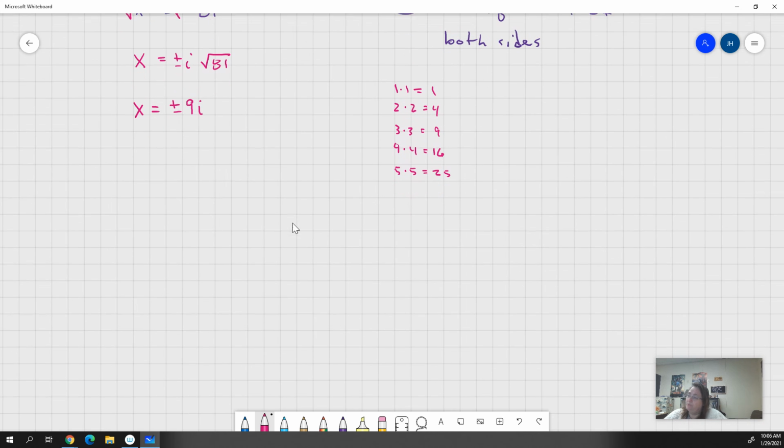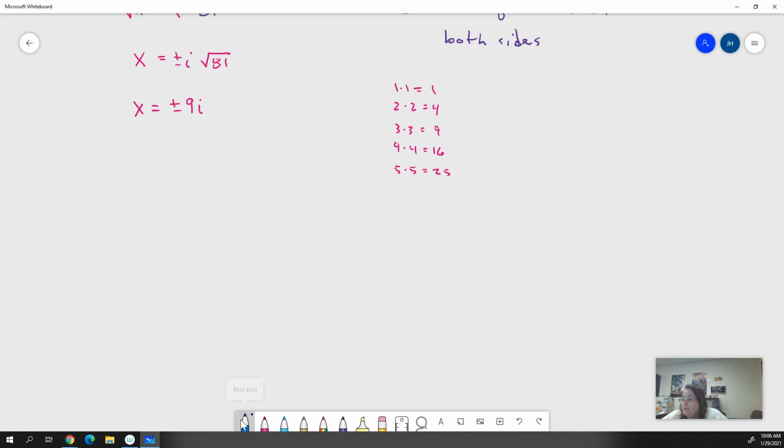We'll look at another one. There's always more to see. So for example, here we have 2x squared plus 9 equals 1. So we have to isolate, right? We want x squared to be by itself. So we have to undo everything that's being done to it right now. We're going to start by subtracting 9 from both sides. And we have 2x squared equals negative 8.